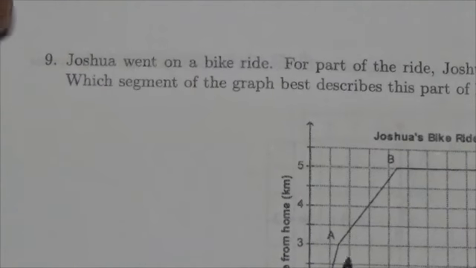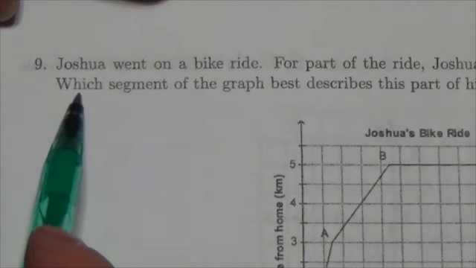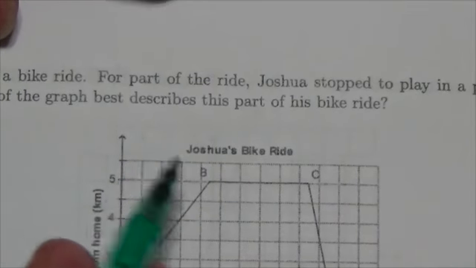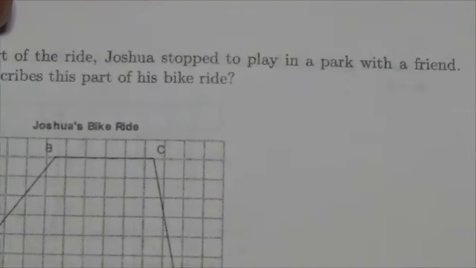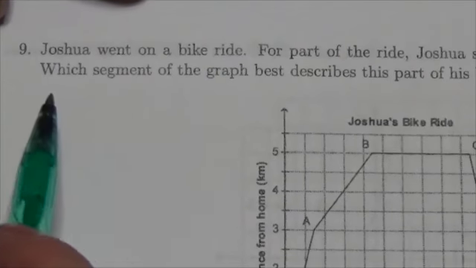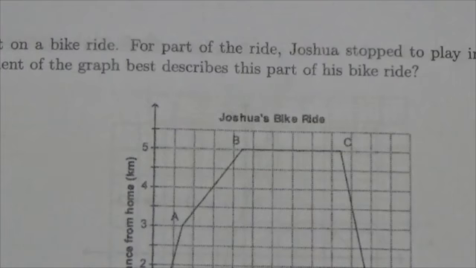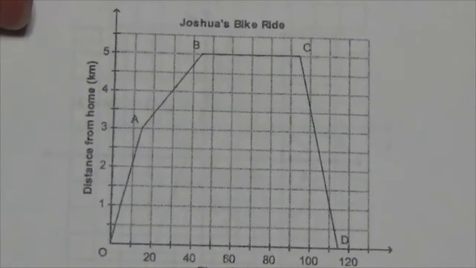Hi everyone. This question tells us that Josh went on a bike ride, and for part of the ride, Joshua stopped to play in a park with a friend. Now the question is, which segment of the graph best describes this part of his bike ride? So let's take a quick look at the graph here.